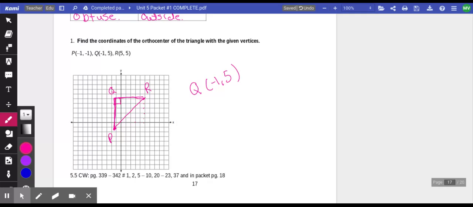If I did not remember that, I would want to find the altitudes, which are always perpendicular to the side opposite. So if I wanted to find the altitude of PR, I know that the slope from P to R is up 6 over 6, so it has a slope of 1. So my negative reciprocal is the slope of -1, so I want to start at Q, which is the vertex opposite, do a slope of -1. I would do that for the other sides and look for where they cross.